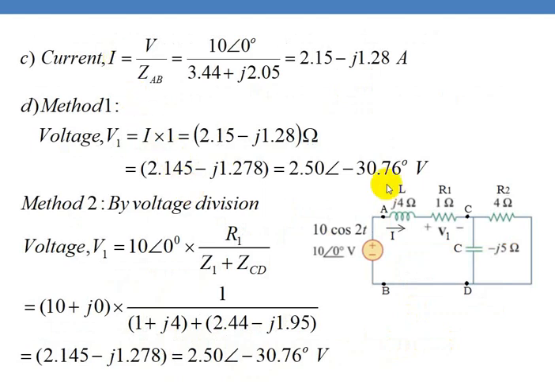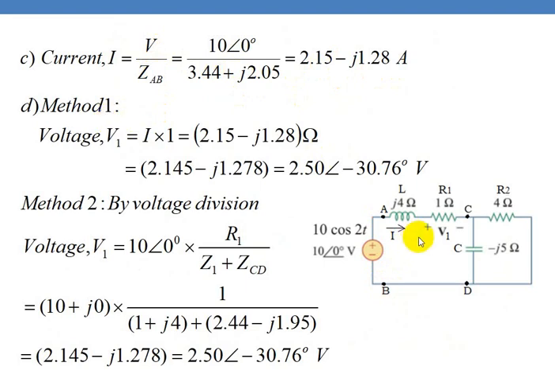So if you want to find current I, you need the impedance across the terminals AB. That is the total impedance across the source. If you divide the voltage by the total impedance at AB, you will get the current. This comes to be 2.15 minus J 1.28 ampere.